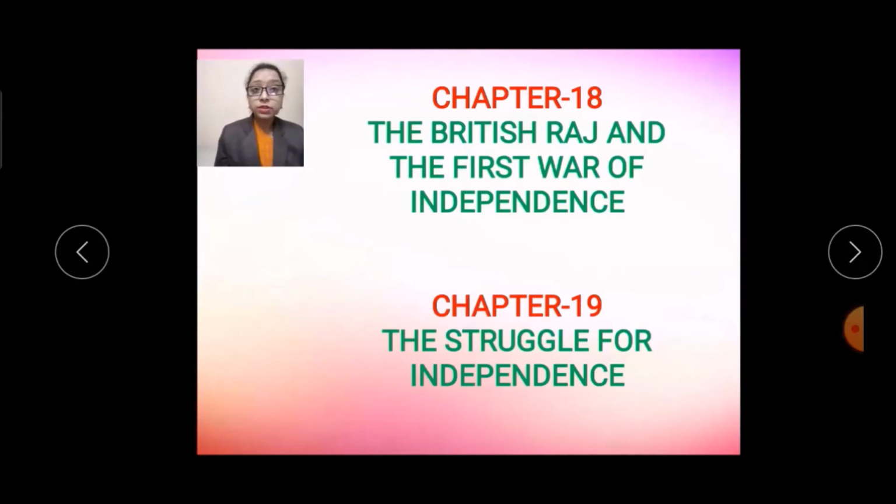But the Indians were not united, and due to the constant fighting between different kingdoms in India, the British took this advantage and started taking control over India. This was the big advantage for the British.